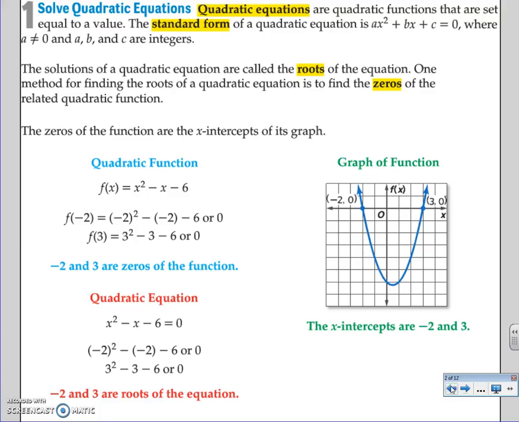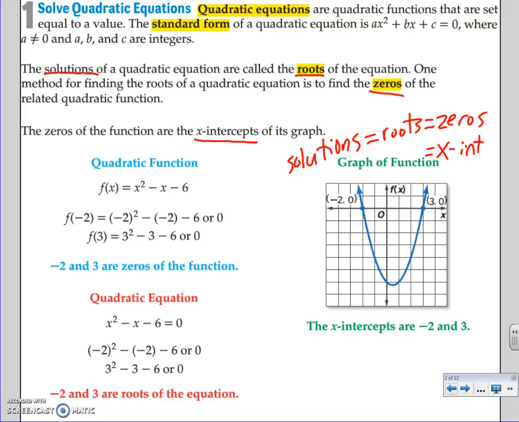So remember that a quadratic equation has the standard form of ax squared plus bx plus c equals 0. The solutions to a quadratic equation are called roots. They're also called zeros, and also called x-intercepts. So for this slide, I would actually write that solutions are the same as roots, are the same as zeros, or the best one is they're the same as x-intercepts.